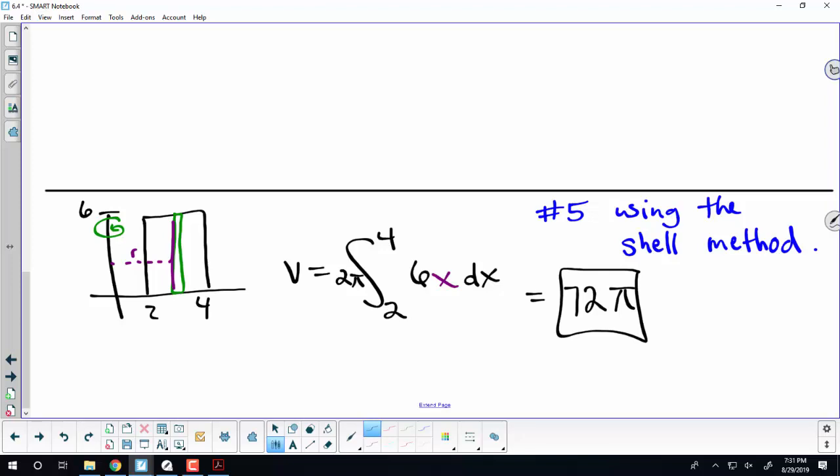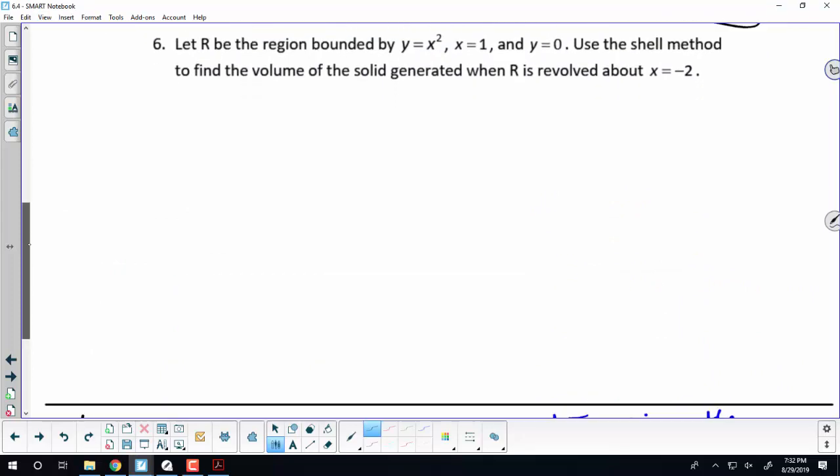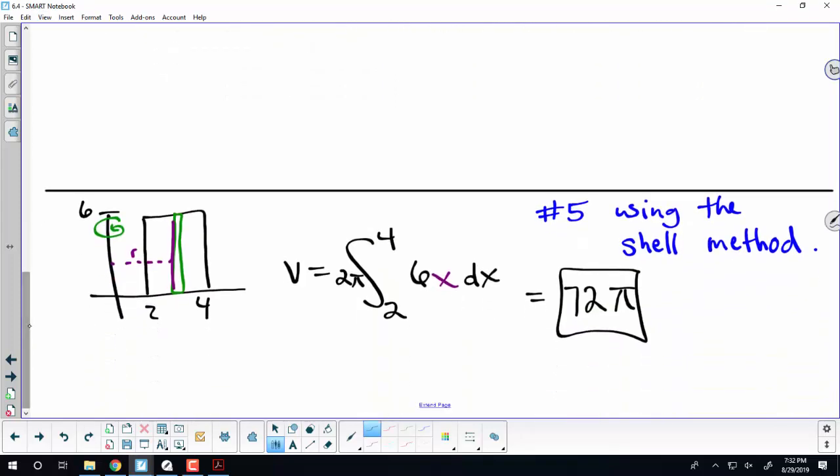All right. Questions about that example? All right, let's take a break and then we'll look at the last 2 examples where we're revolving around a different axis.